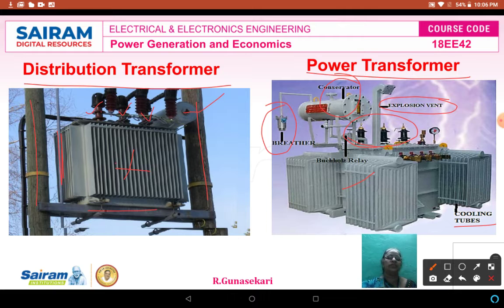Power transformer means the voltage level is in terms of kV. The distribution transformer means the voltage level is 440 volt or 230 volt, like this only. So this is the image of distribution transformer and power transformer. This image is for your identification only. You know now the difference between the power transformer and the distribution transformer.